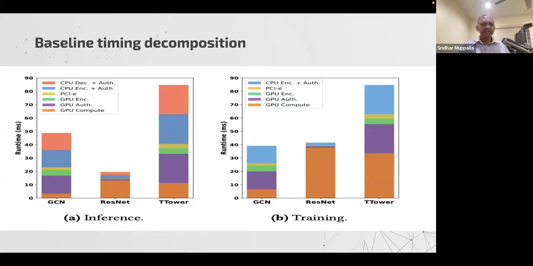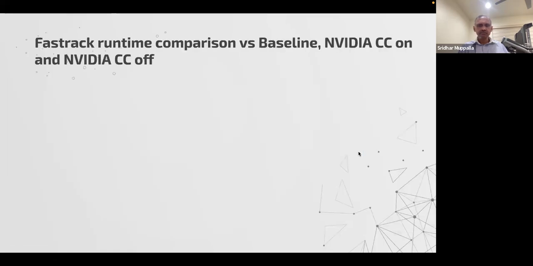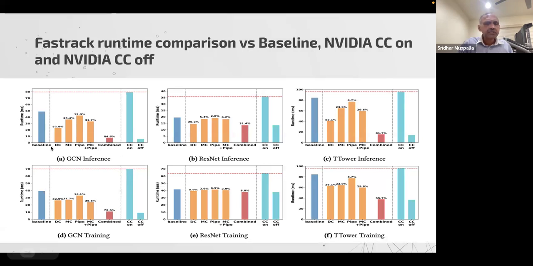Okay, so let's come to the evaluation. If you look at the inferencing, you saw the GCN at 50 milliseconds. I think these are the numbers. Let's go to the next slide, that will be the interesting one.